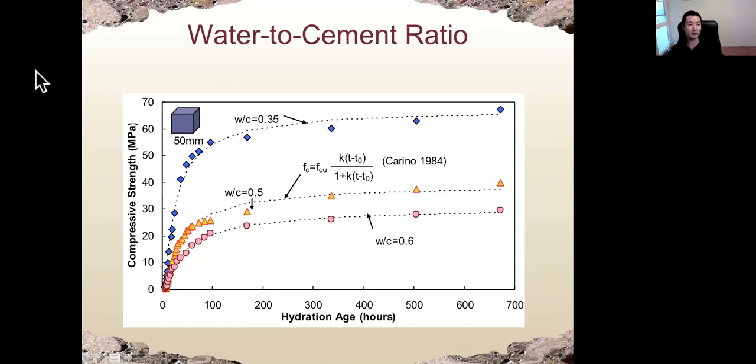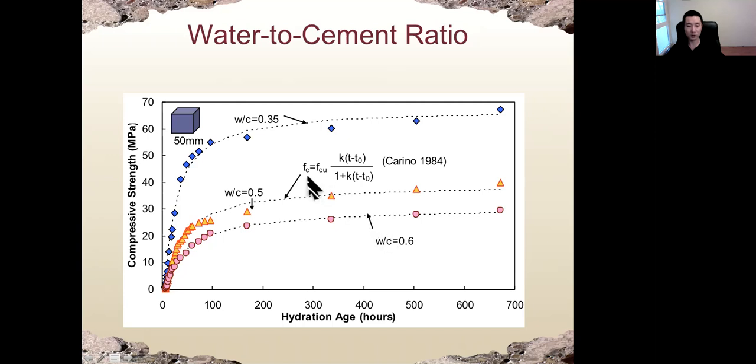Okay, this figure shows us how the hydration age in hours of concrete with different water to cement ratio affects the strength of concrete. For all the concrete at all ages, when we reduce the water cement ratio, the strength will increase. So a water cement ratio of 0.5, the concrete has higher strength at all ages compared to concrete with lower water to cement ratios.